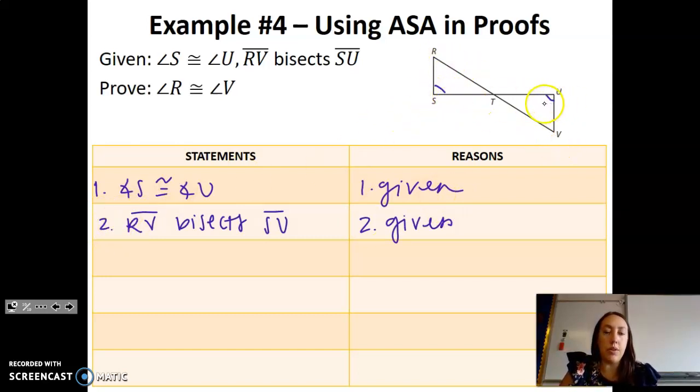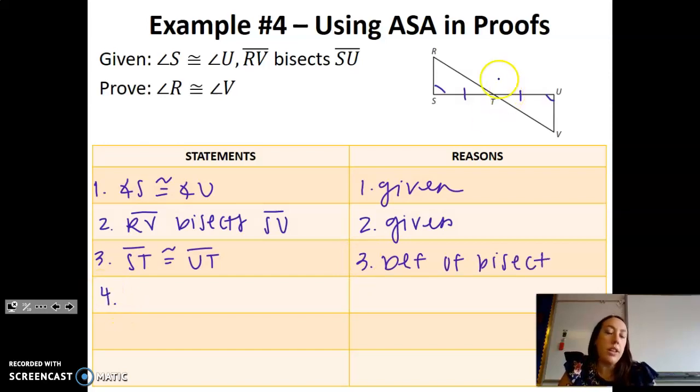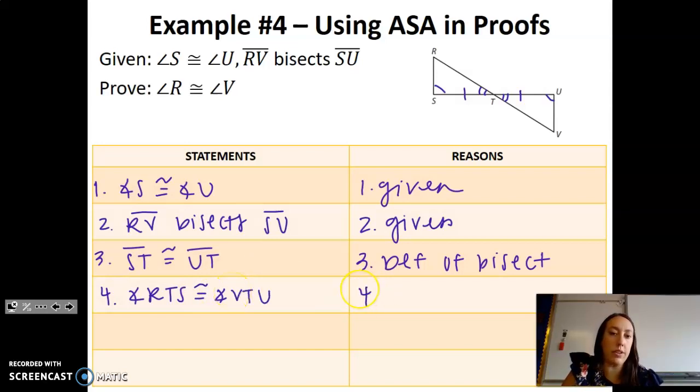So let's go ahead and use that second piece of given information. RV bisects SU. Well, if RV bisects SU, we know that it chops it in half. So let's go ahead and say that. I know ST has to be congruent to UT because of the definition of bisect. If it bisects it, it's being chopped in half. You can see in this proof as well that we got two vertical angles, so we can go ahead and say that angle RTS is congruent to angle VTU, because of the vertical angles theorem.